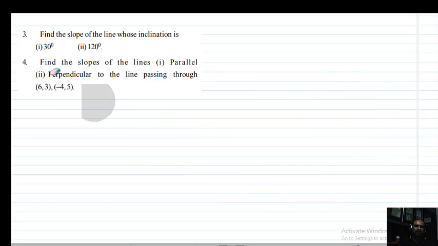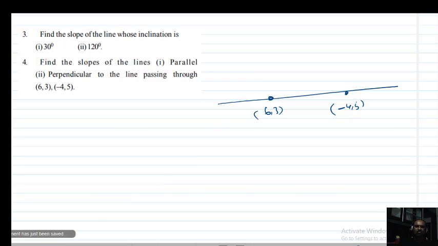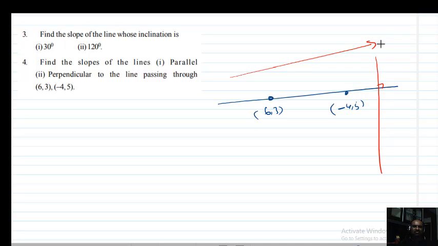Next one is, find the slopes of the lines parallel and perpendicular to the line segment joining these 2 points. First of all, this is one of the lines which is passing through (6, 3) and (minus 4, 5). Now we want to find the slope of a line which is parallel to this one and perpendicular to this one. So this is L, so this is K. We want to find slope of L and slope of K. L is parallel to given line. If two lines are parallel, their slopes are equal, obviously.